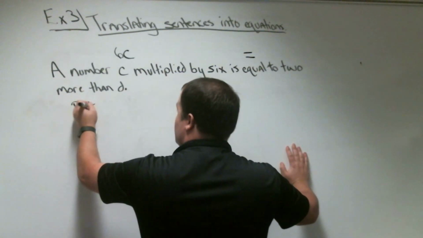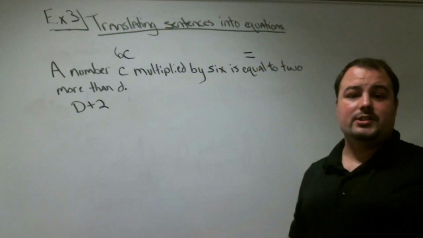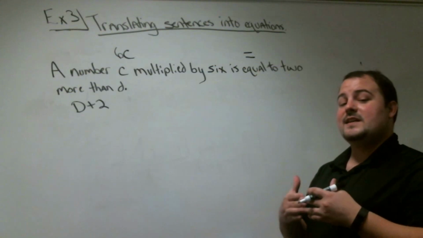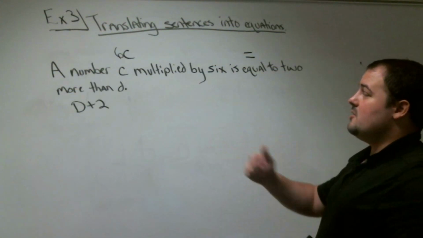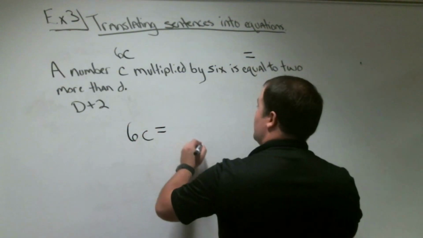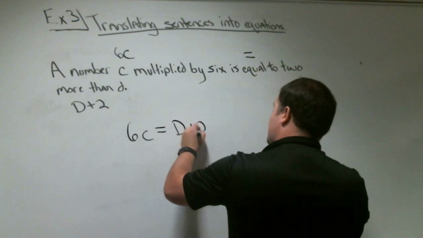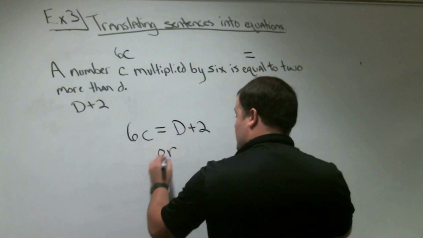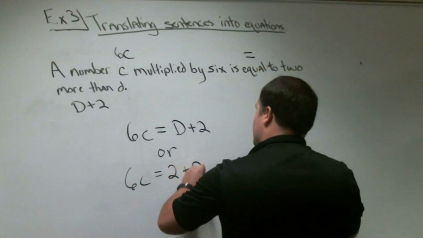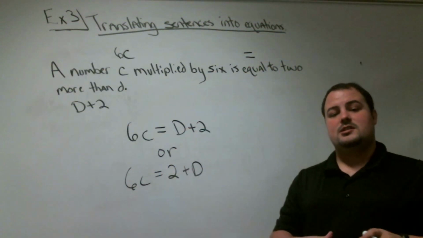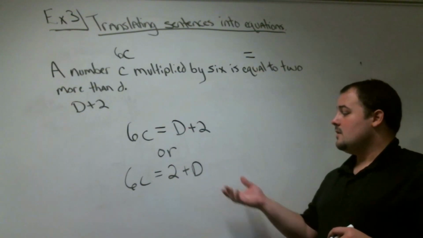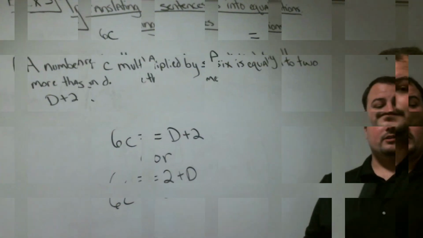So I could write it as D plus 2, or I could write it as 2 plus D because, again, that's commutative. Reminder, though, that the words more than or less than mean it typically happens at the end of the problem. So in this case, my answer probably would be 6C equals D plus 2. Now, the other answer you could have is 6C, because it's 6 times C, equals 2 plus D. And again, that's because addition is commutative. Commutative means the order in which we add numbers does not change the answer. So either one of these answers would work for this problem.